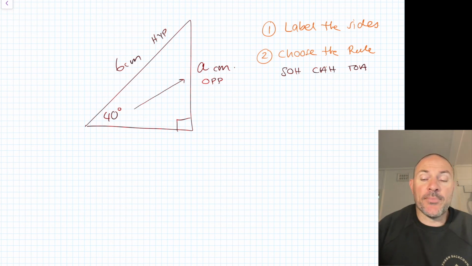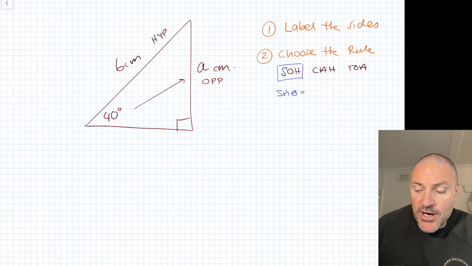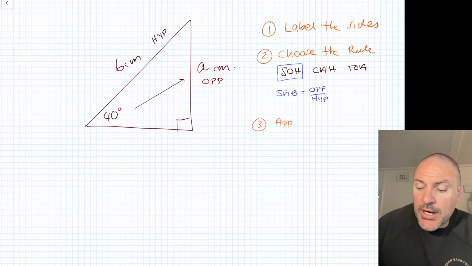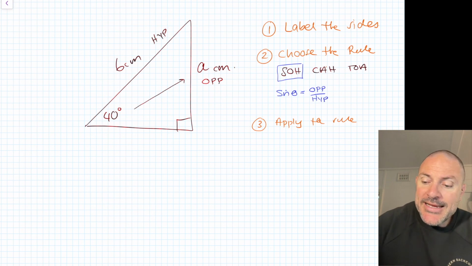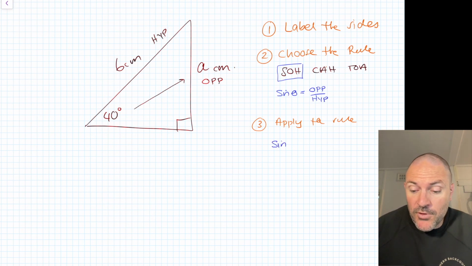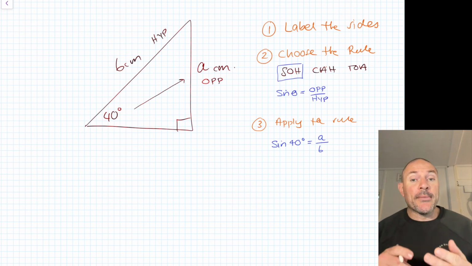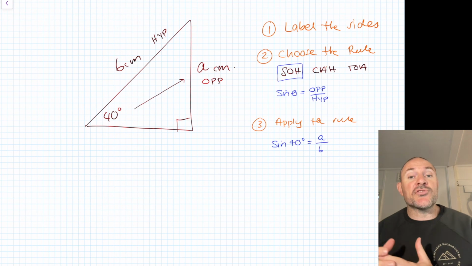Well, it's opposite and hypotenuse, so we would identify the first one, and that would be our sine theta equals our opposite over our hypotenuse. The third part of this will be to apply the rule. What I mean by that is substituting the values in, which you were doing before. So in this case, the angle is 40 degrees. The opposite, of course, is A, and the hypotenuse is 6. Now, that's a lot of stuff to do so far. Next lesson, we'll work on number 4, and that will be solving that equation.